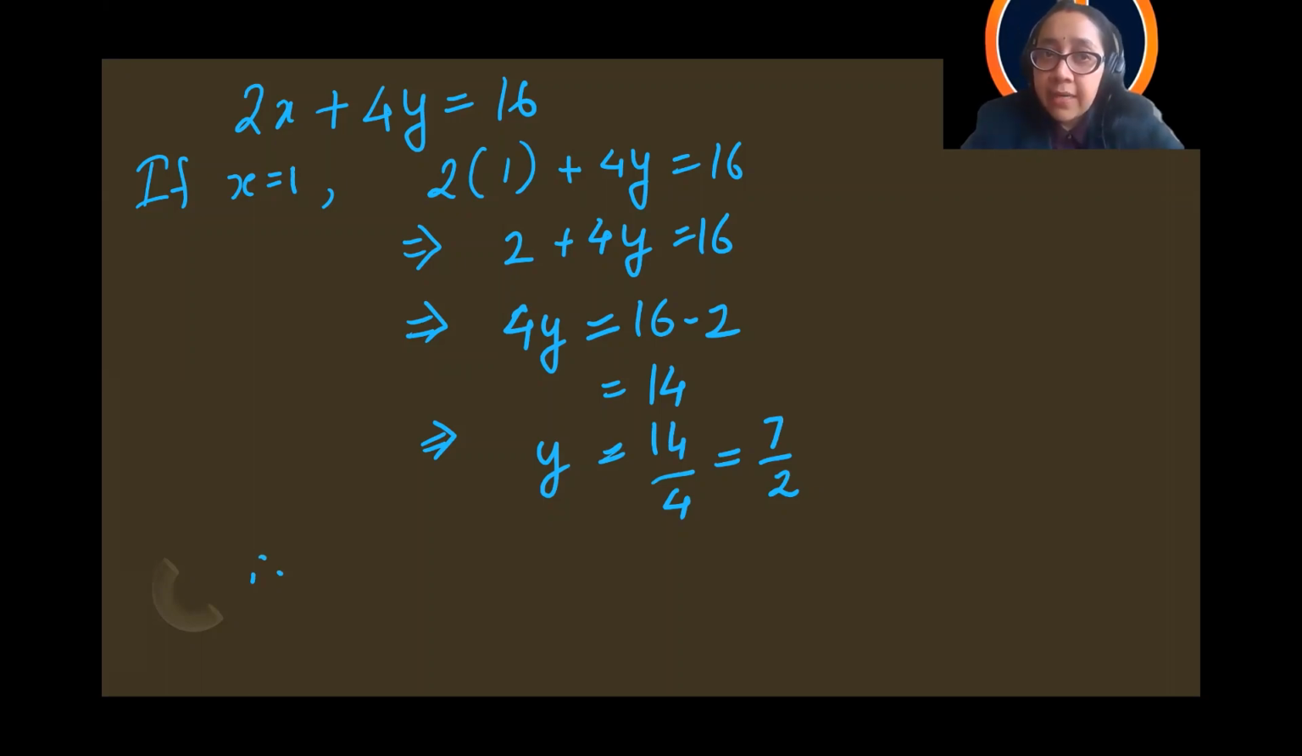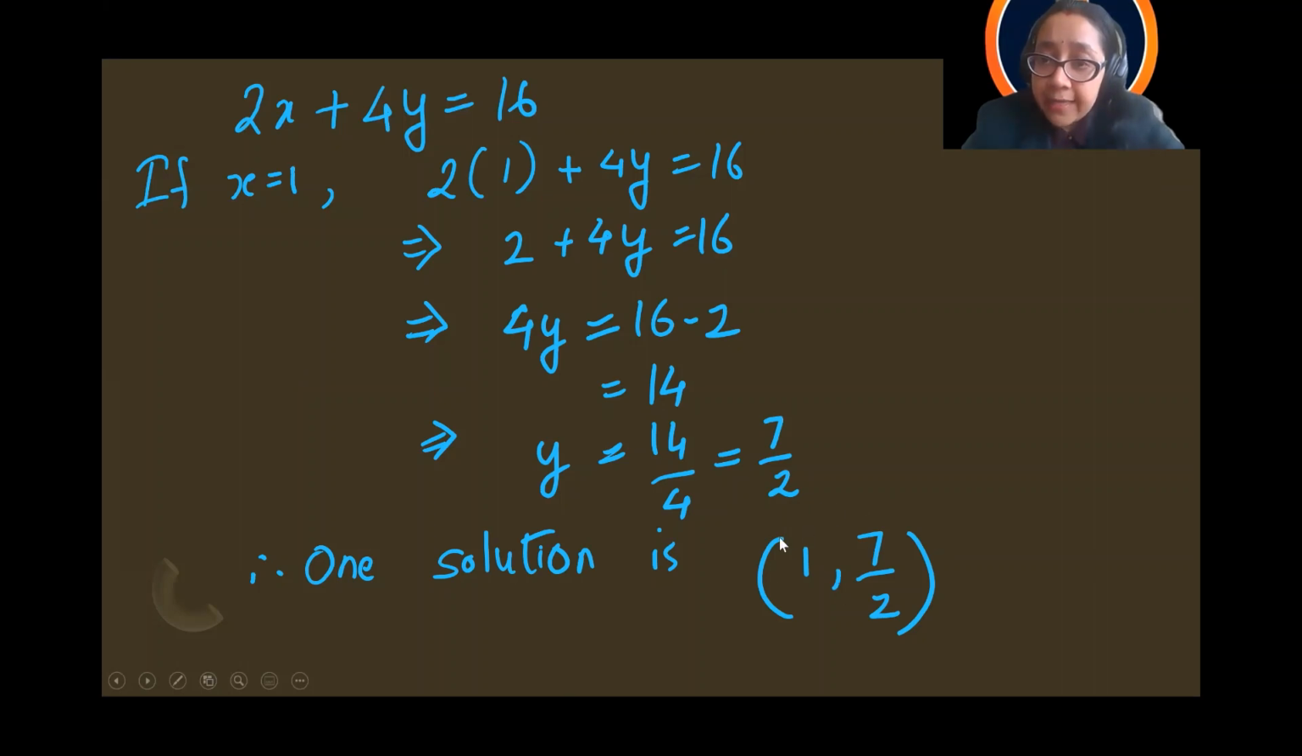So this is the way you can calculate the solution of linear equations in two variables. In this case, one of the solutions is 1 and 7 upon 2. So we will write the value of x first and we'll write the value of y in the second place, which we call the ordinate as well.